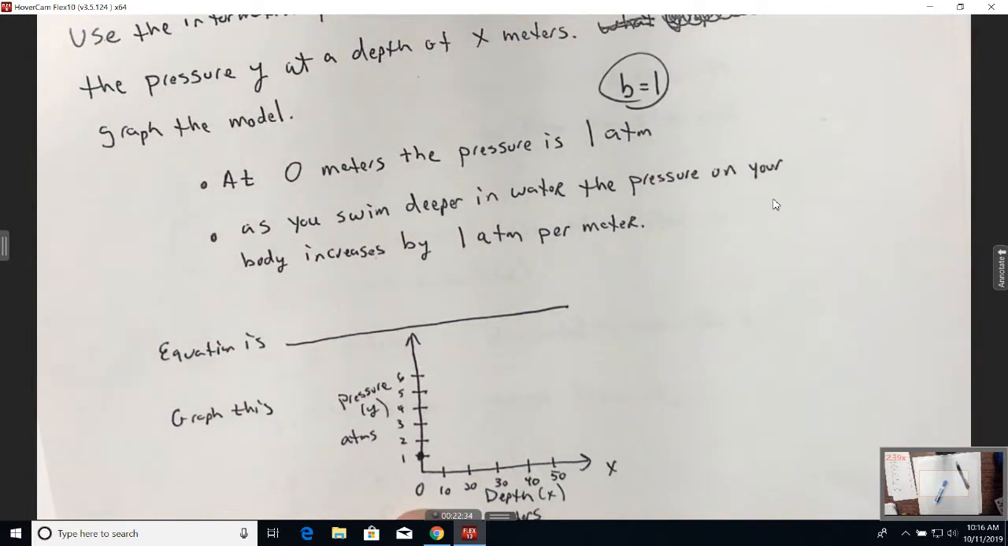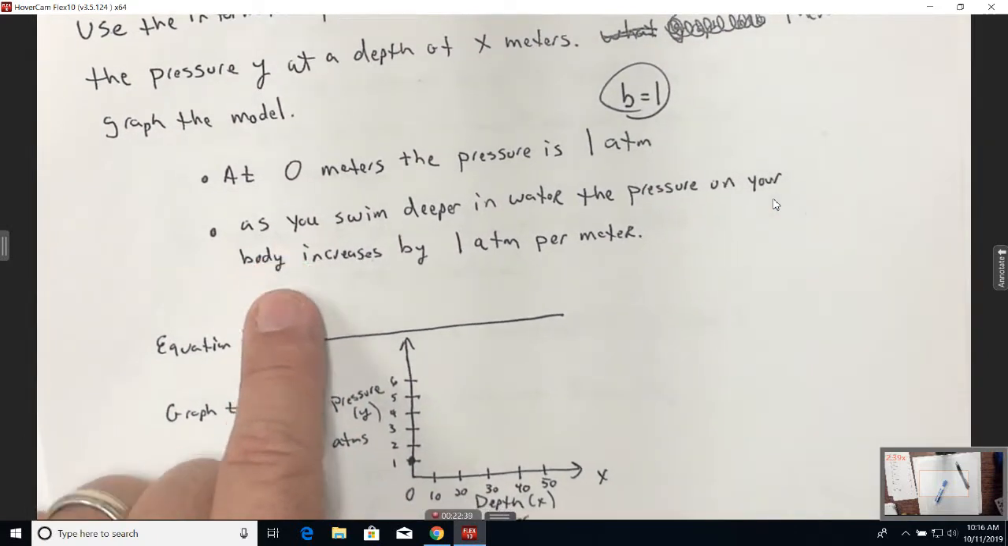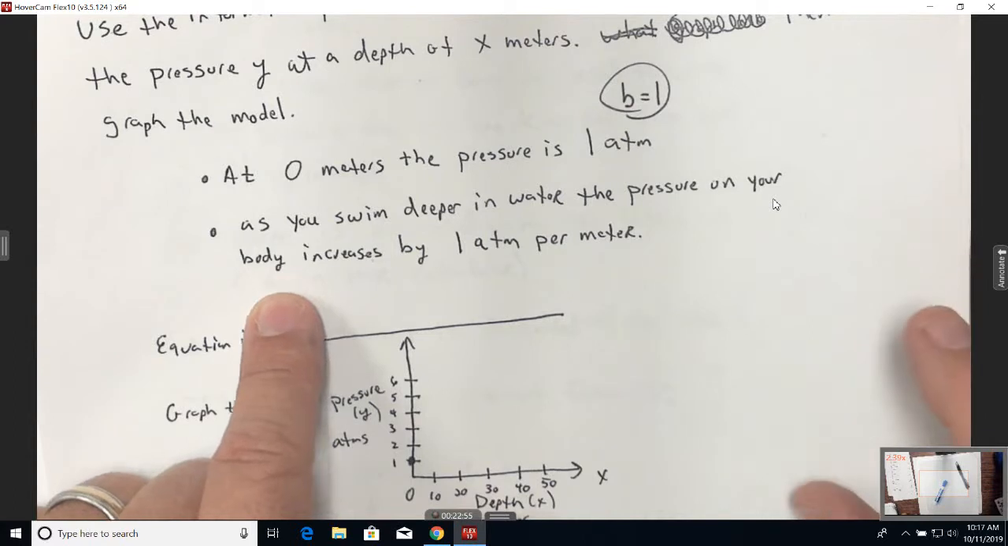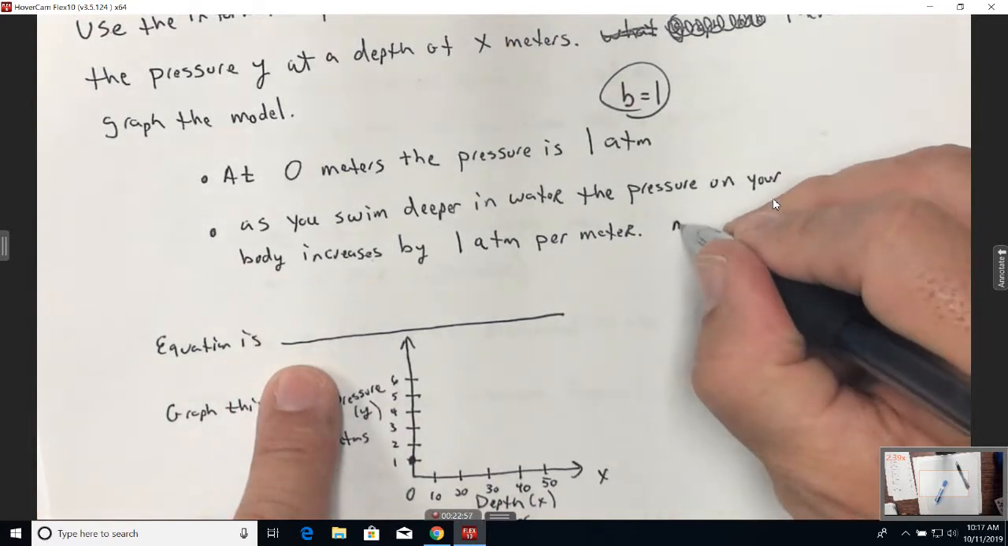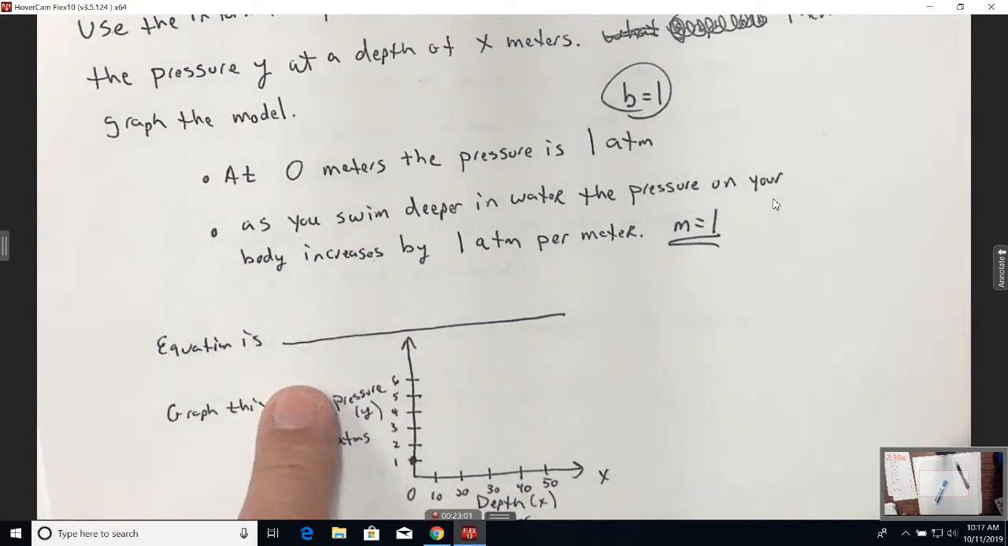B is 1. And then it says, as you swim deeper in water, the pressure on your body increases by 1 atm per every meter. I go down 1 meter, I have 1 atm. 2 meters, I have 2. 3, I have 3. 4, I have 4. So I get additional atms added as I go down. So that is my slope. It's 1.